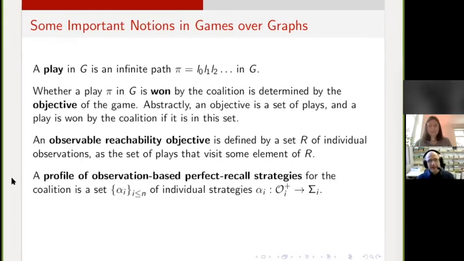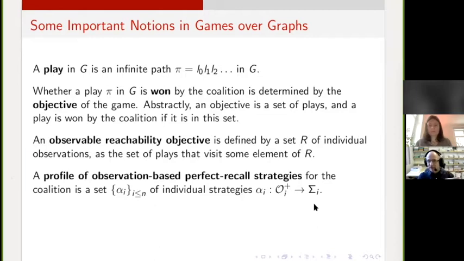Okay, and then a strategy for the team is a collection of individual strategies, or usually you will see the term profile. So we have a profile of individual strategies, one for each player, and each individual strategy is observation based, in the sense that it uniquely determines the action of the agent based on what the agent has observed so far. So O i plus is the set of all finite sequences of observations of that agent. And because we allow any observation history, this is the very general notion of so-called perfect recall strategies. The action is allowed to be based on the full history of observations that the agent has made so far.